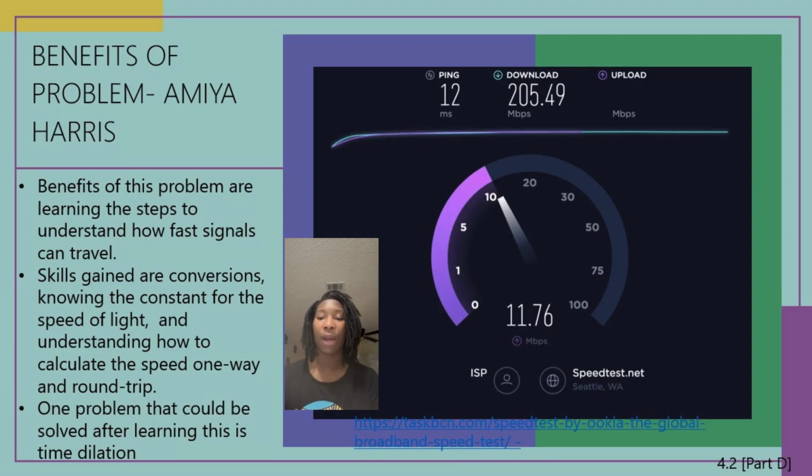Benefits of this problem are learning the steps to understand how fast signals can travel. Skills gained are conversions, knowing the constant for the speed of light, and understanding how to calculate the speed one way and round trip, as well as combining different cable lengths to the speed of light to calculate the difference between the two. One problem that could be solved after learning this specific problem is time dilation.